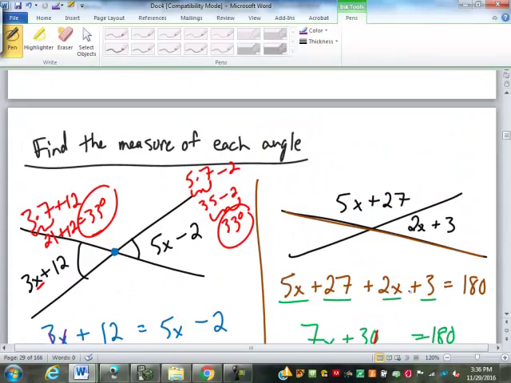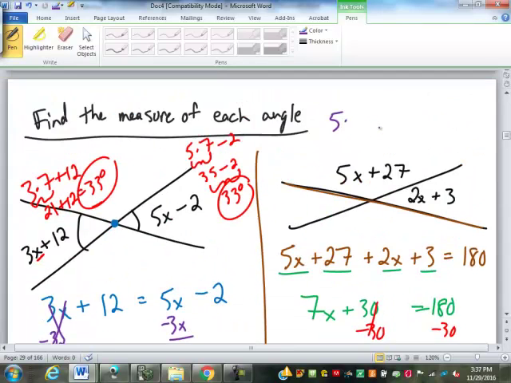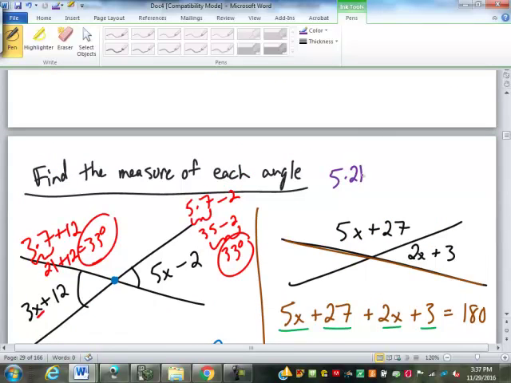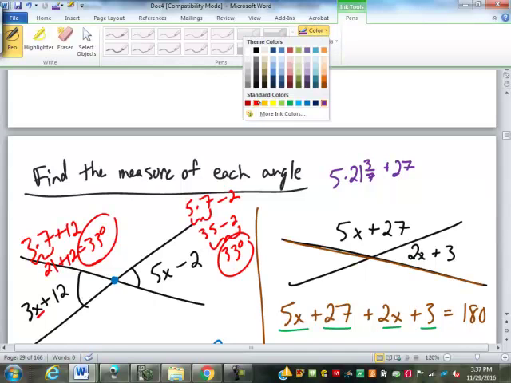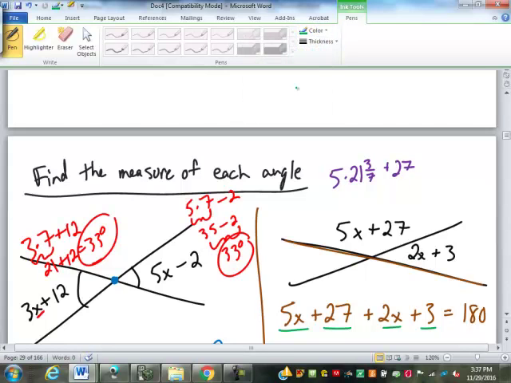So we'll plug it in up here. 5 times 21 3/7 plus 27. Well, 5 times 21 3/7 is 107 1/7, plus 27 is 134 1/7 degrees.